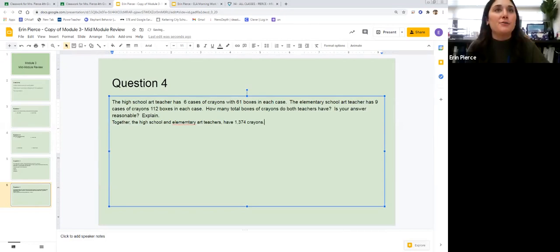Oops, I spelled elementary wrong. Elementary. Arts teachers have, oops, boxes of crayons. I said crayons too. I forgot that it's not just the crayons inside the boxes, but it's the boxes in the cases of crayons. So they have that many cases, or I mean, boxes of crayons. It's a lot of crayons. So at this time, we've done the entire mid-module review.